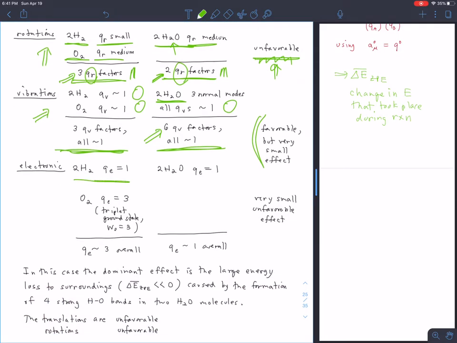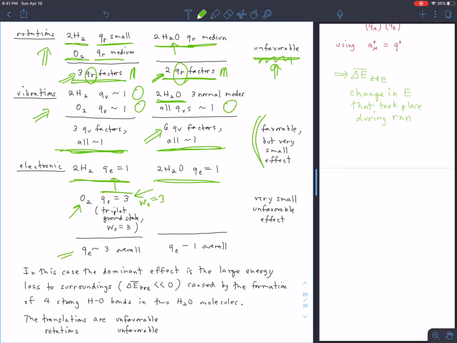And then finally, the electronic partition functions. 1 for hydrogen, there's 2 of them, but it's 1 squared, so it's still going to be a 1. And then a ground state degeneracy of 3 for oxygen. Oxygen has a triplet state in its ground state, so it's got a ground state degeneracy of 3.